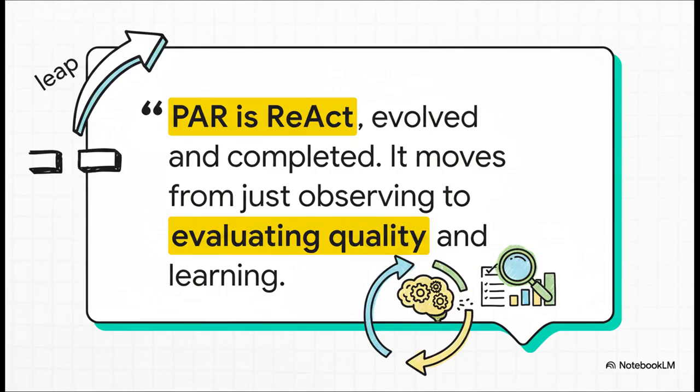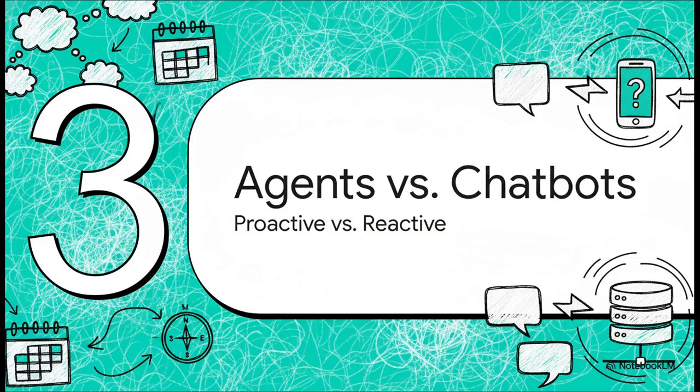And this quote just says it all, doesn't it? PAR is basically ReAct, but fully evolved. That reflect step gives an agent the ability to self-correct and learn, which moves it from just being a tool that follows instructions to a system that's capable of improving all on its own. It's a huge leap. Okay, that's enough theory for now. What does all of this actually look like out in the real world? Let's compare a simpler reactive system with a truly proactive AI agent to see the difference.